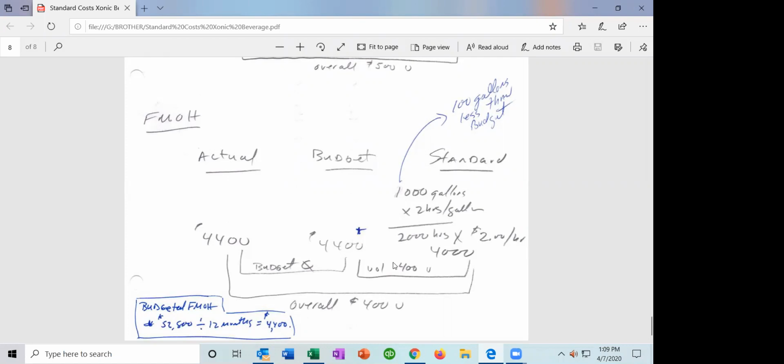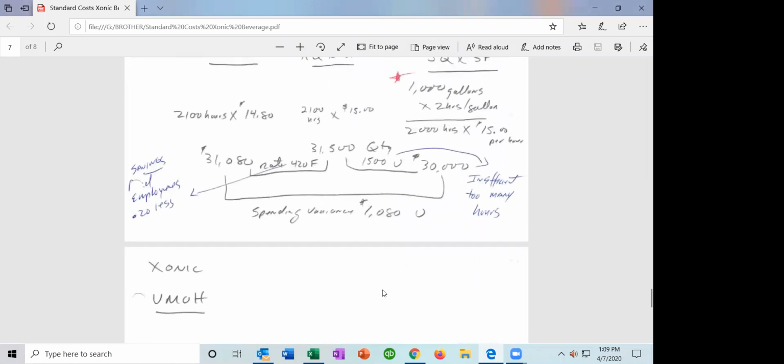Comparison to the budget, this is our volume variance. This variance here occurred only because of the difference in the volume, in the number of units. Let's think about it. The budget was based upon 1,100 units for the month. They actually produced only 1,000 gallons, 100 gallons less than the budget. So that volume variance is strictly the result of the difference in the volume.